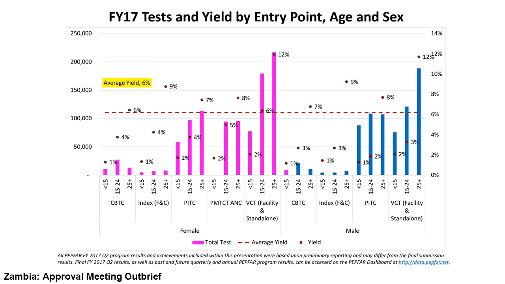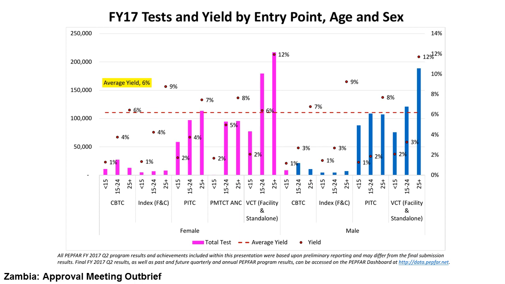So this is just another example from Zambia. I'm going to go through it very quickly. It works in essentially exactly the same way. The bars represent the total number of tests that were conducted, and the red circles represent the yield that each of those bars had. So the proportion of HIV positive tests that there were.